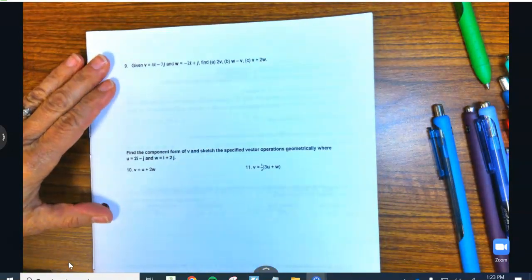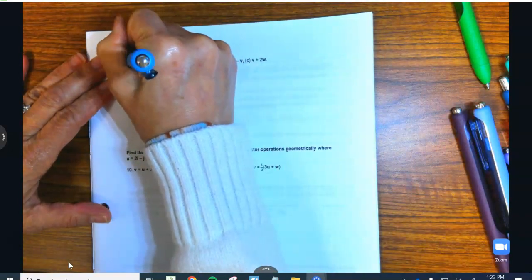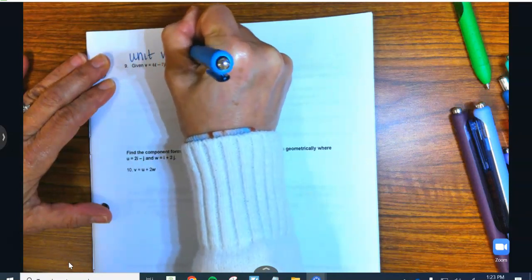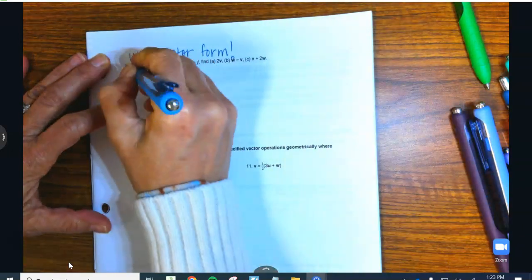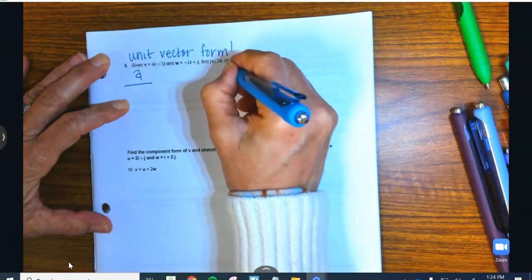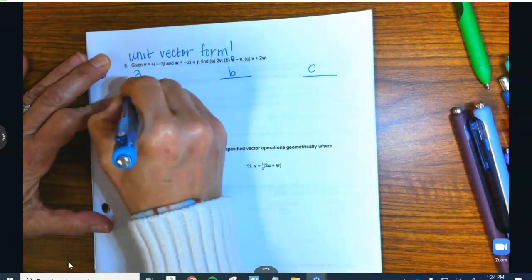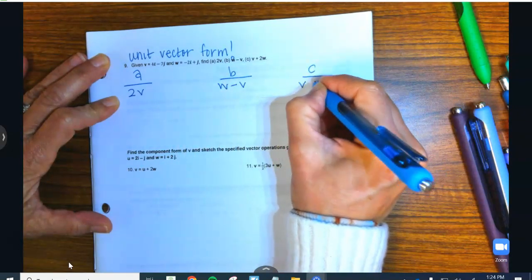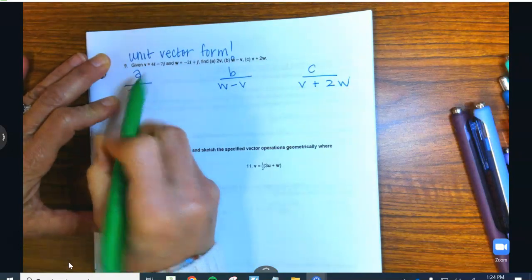Okay, we're going to do the same thing again, but this time we're going to be writing it in unit vector form. And I know I have to write it in unit vector form because I see the letters i and j. i is always the horizontal unit vector, j is always the vertical unit vector. We've got 3 parts again. All right, here we go. Part A is 2v. Let me go ahead and write down the rest of these instructions.